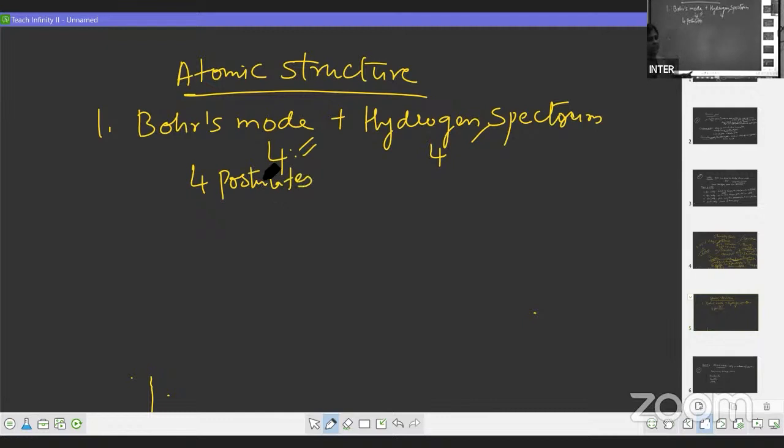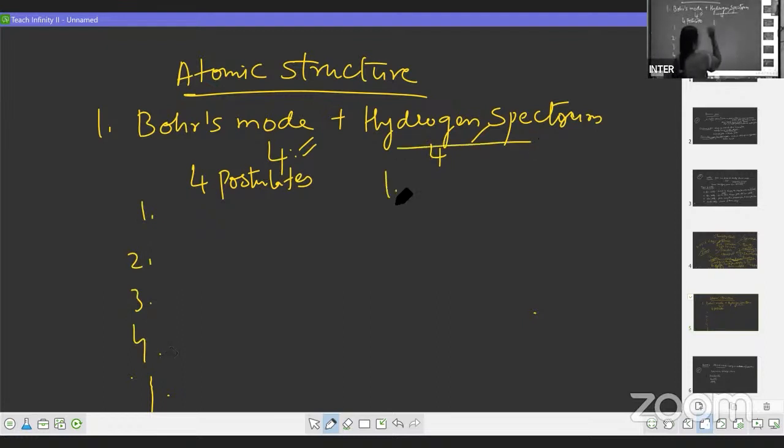Don't think that after writing two you have written everything and it will come to you, not like that. So marks will be given. If you are writing the 4 postulates, then only you will get the 4 marks. Please be clear. Now coming to hydrogen spectrum.